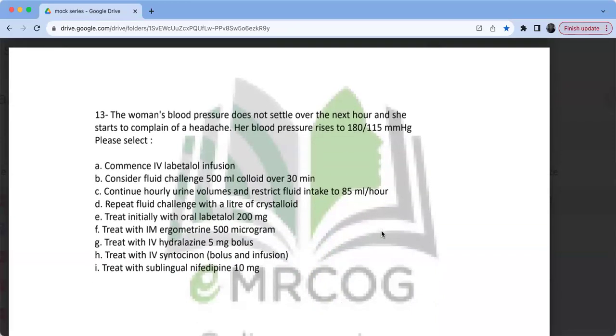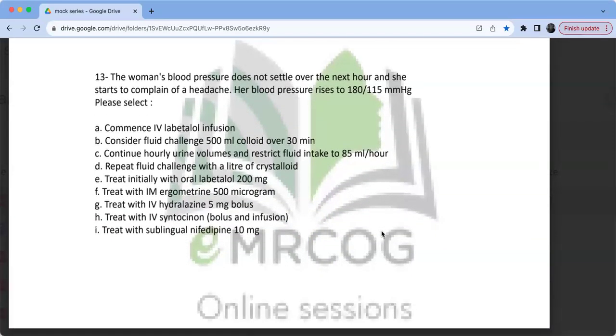So let's see the next question. The woman's blood pressure does not settle after the next hour, and she starts to complain of headache. Her blood pressure rises to 180 over 115. Please select. So now, which drug will you try?